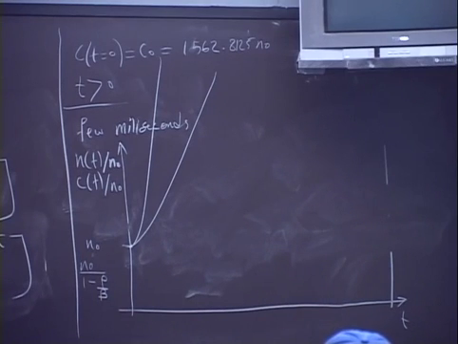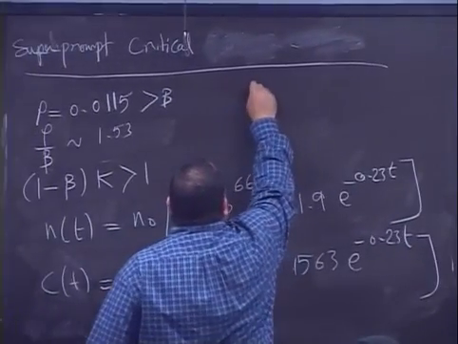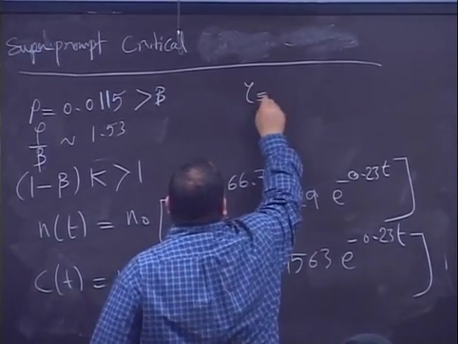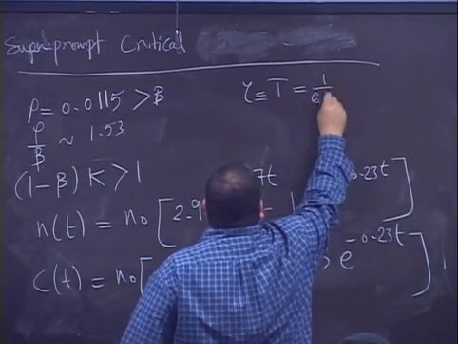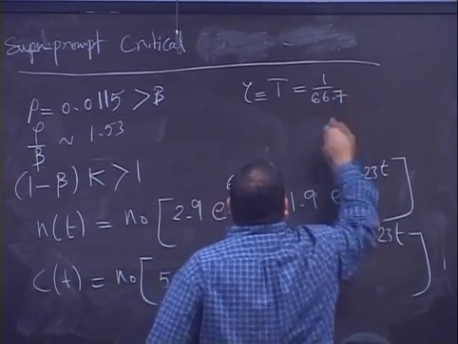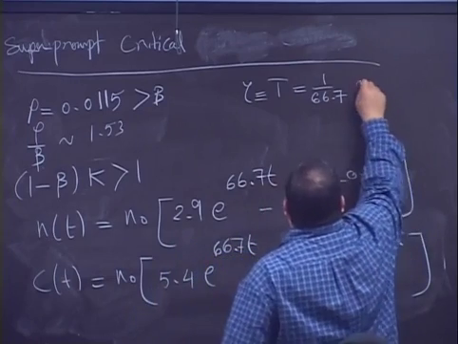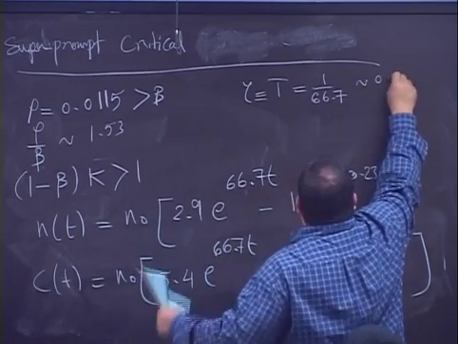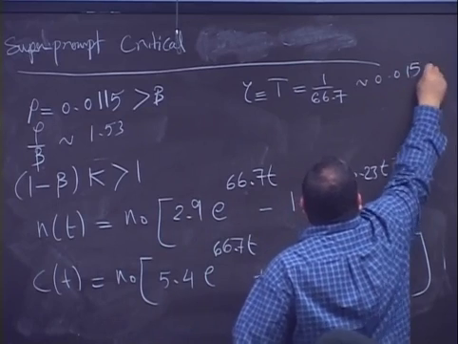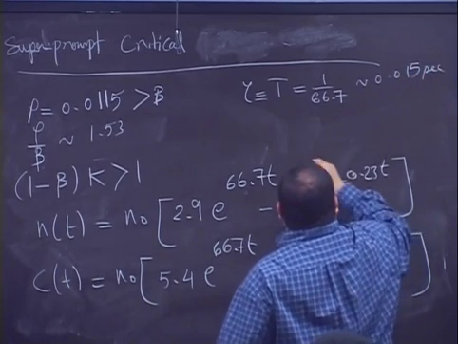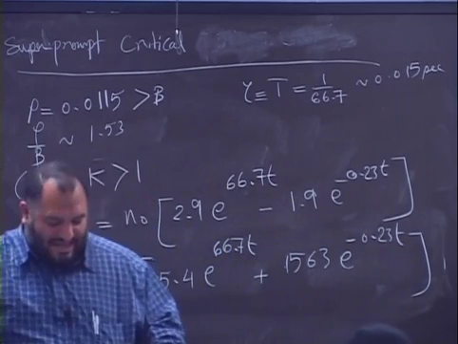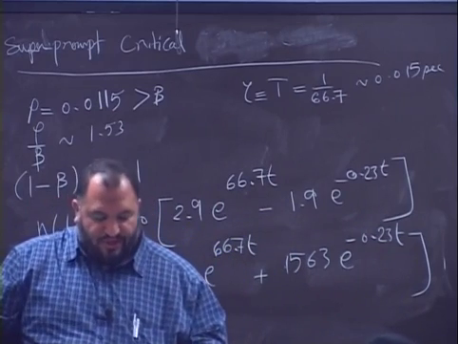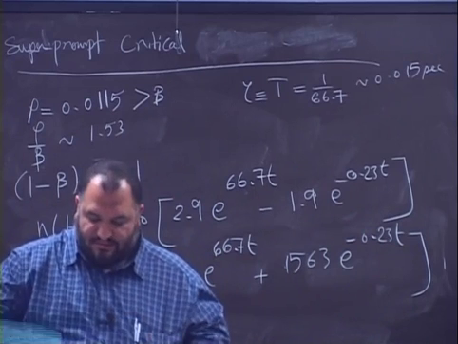Usually, if you look at your period here, it should be tau, or sometimes they call it T, capital, which will be 1 over 66.7, and this will give you 0.015 second. So how much? 15 milliseconds. Your period is 15 milliseconds.